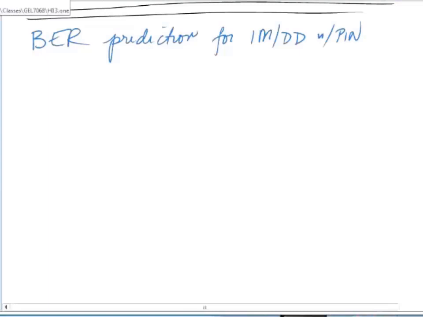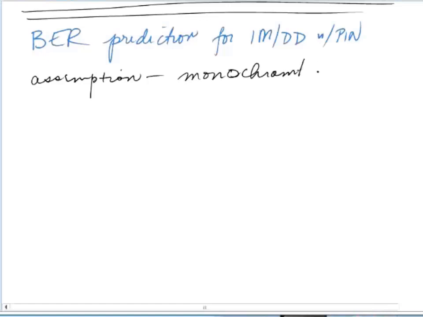Let's suppose, as I said, that we're using on-off keying or IMDD. There are some simplifying assumptions when we do our derivation of the BER. We said we have a perfect monochromatic source. We're not going to worry about relative intensity noise. We're not going to worry about phase noise. So everything is perfect to start with. There's no ASE. So we're just going to look at the simple case.